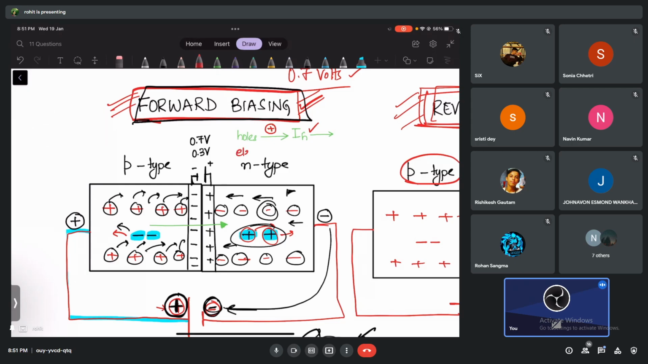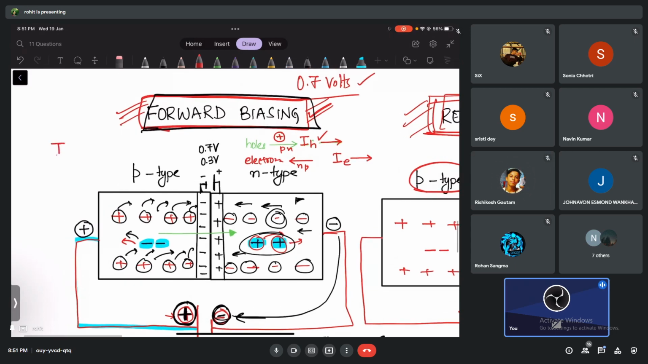What about electrons? Where are electrons moving, guys, to the left or right? To the left, from N to P. Holes are moving from P to N, electrons are moving from N to P, and a very large number of them. So where is the electron current, to the left or the right? To the right. Hole current is to the right, and electron current is also to the right. As a result, the total current I'll get is IH plus IE. That's the total current in this semiconductor.